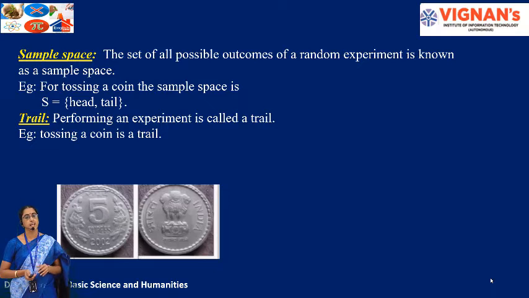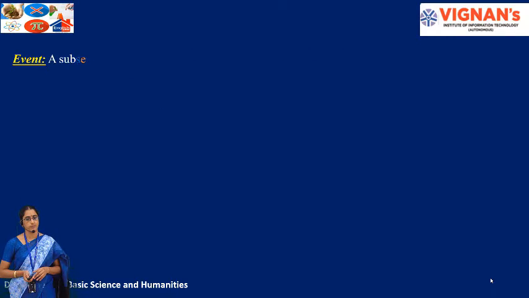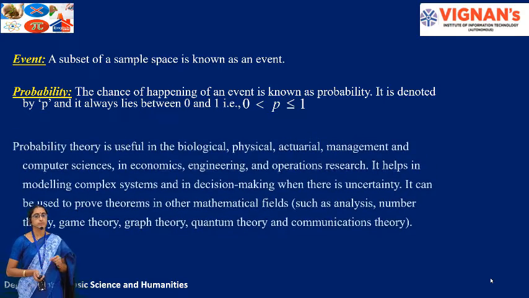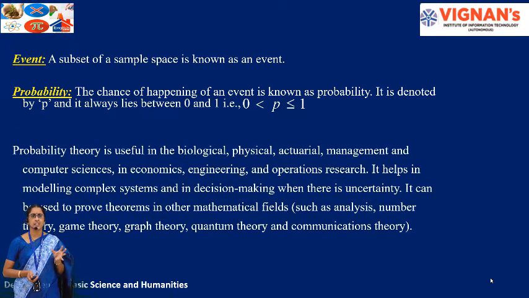The subset of a sample space is known as an event. Whatever the event we are drawing, that is nothing but the chance of happening of an event, which is known as probability. Moreover, probability lies between 0 and 1. That means the probability cannot be negative. This probability theory is used in daily life in biological, physical, actuarial, management and computer science. Everywhere we use this probability because everywhere we will have some prediction about the things happening around us.